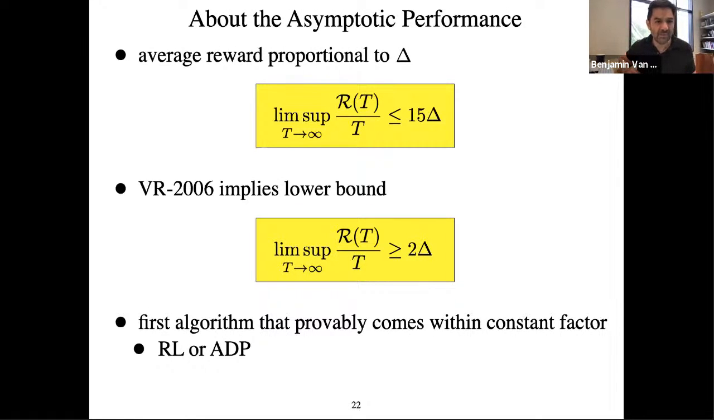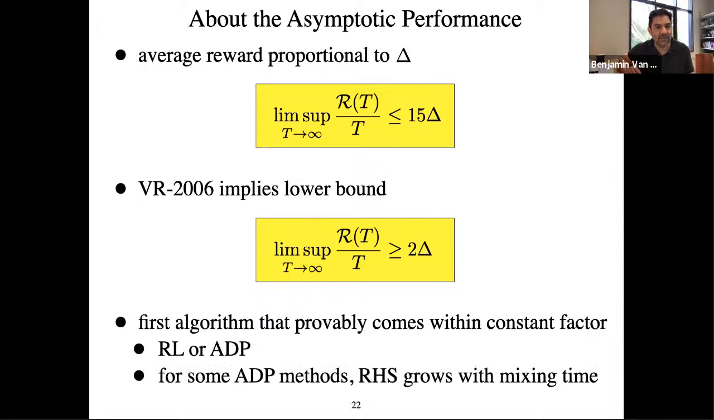And suppose I ask you to come up with a policy that comes within a constant factor in this way. I haven't known of any other algorithm that can efficiently achieve that, even if you have all information about the environment. And so it's interesting that this reinforcement learning algorithm is able to achieve that. And other approximate dynamic programming methods that are known to be tractable and give decent results end up making the right-hand side grow not only with delta, but with some notion of mixing time, perhaps a mixing time of the environment.